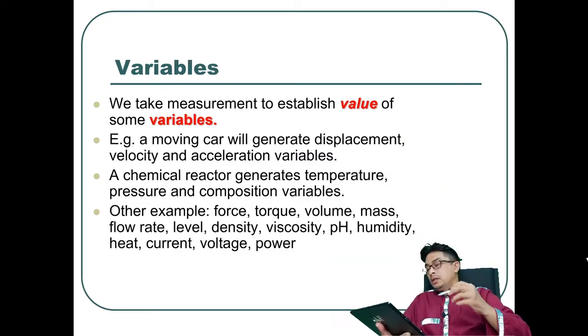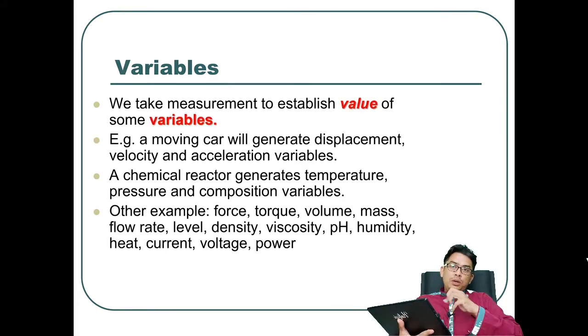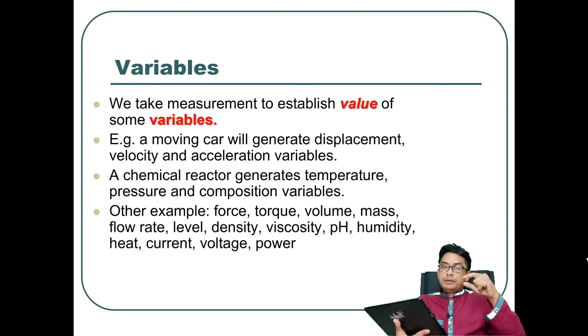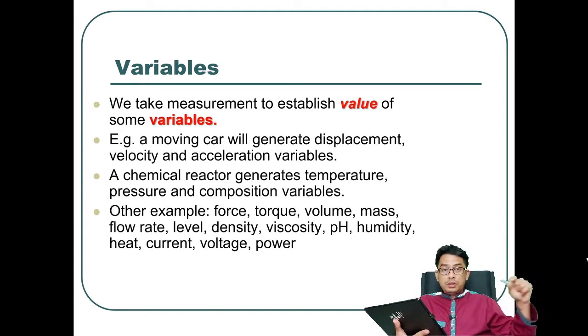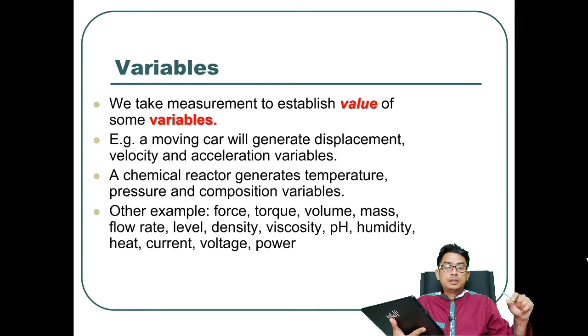So what are variables? I've mentioned before, we do measurement because we want to establish a value. We want to give a value or quantity to the variables. For example, a moving car will generate displacement in terms of travel, or displacement in the engine. Also, a moving car will have velocity. We have acceleration variables. These are variables related to the physical movement of this moving car.